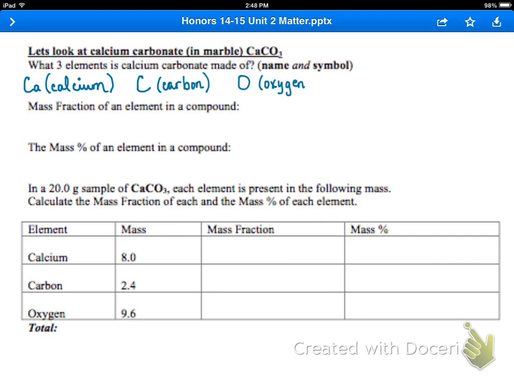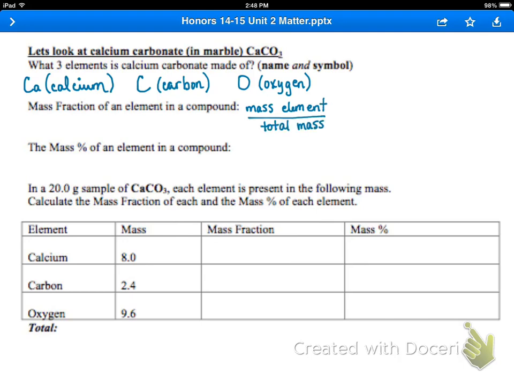And they are calcium, which is Ca, and notice that the second letter in an element symbol always has to be lowercase. So capital C and lowercase a is calcium. C is carbon, and O is oxygen.